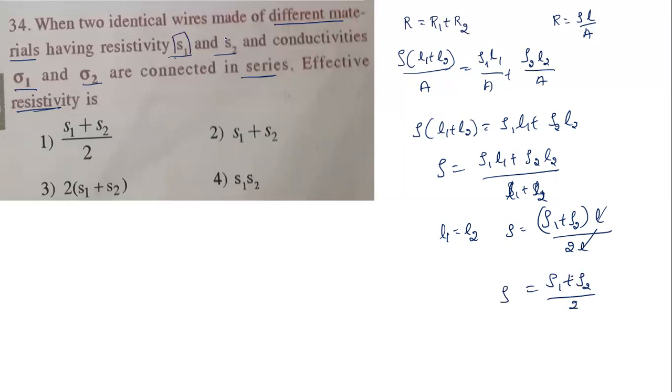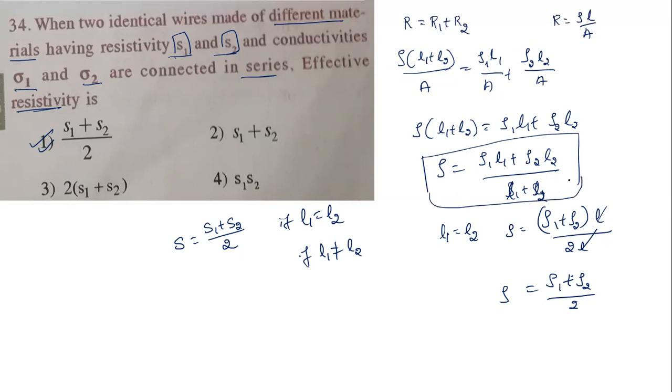Since they are given as S1 and S2, I can write the effective resistivity S equal to S1 plus S2 by 2. So where is the option? As Sagar said, the first option is correct. So this answer is correct if L1 is equal to L2. Sir, if L1 is not equal to L2, you need to use this formula to insert the values and find out. Similarly, we can have conductivity also.